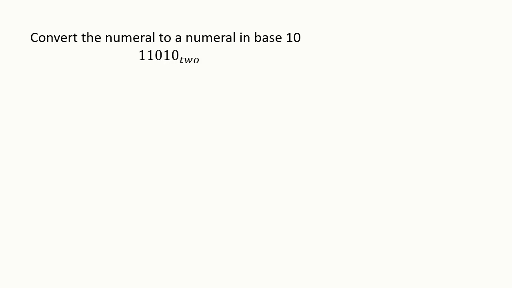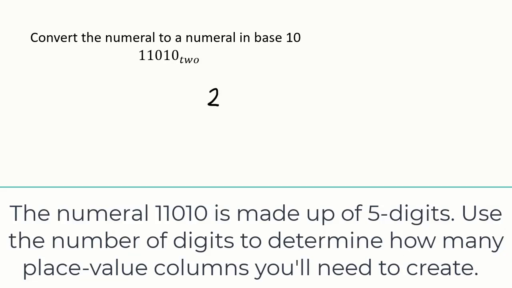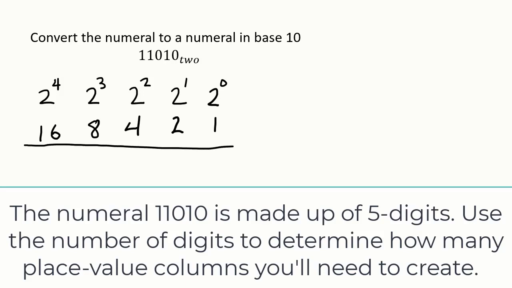In order to do that, we're going to set up the base 2 system with 5 place values, starting with 2 to the 0. Next one is 2 to the first, 2 to the second, 2 to the third, and 2 to the fourth. 2 to the 0 is 1, 2 to the 1 is 2, 2 squared is 4, 2 to the third is 8, and 2 to the 4 is 16. These are all the place values I need in order to make this conversion happen.